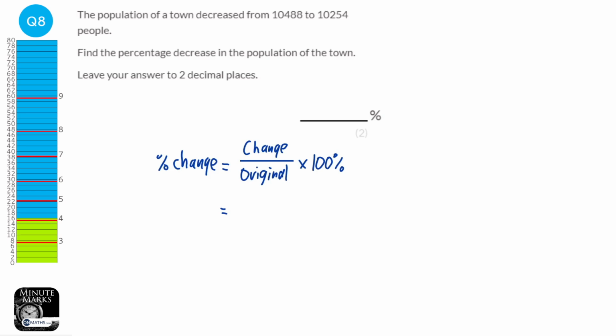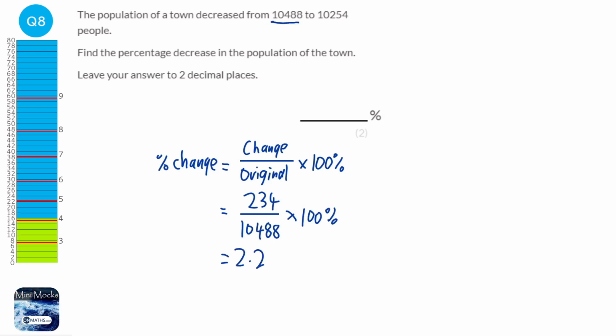10,488 take away 10,254, so that would be 234. Divide it by the original, so the original was 10,488 because it's decreased from that amount, and then times by 100%. And so that's going to be 2.23%.